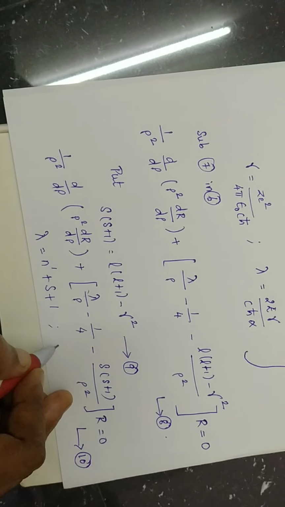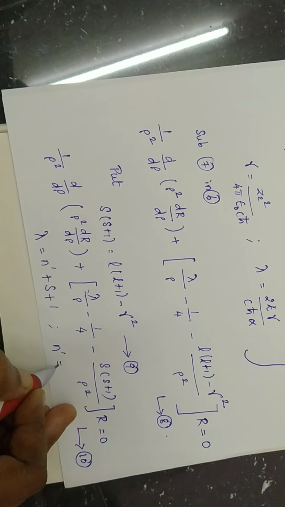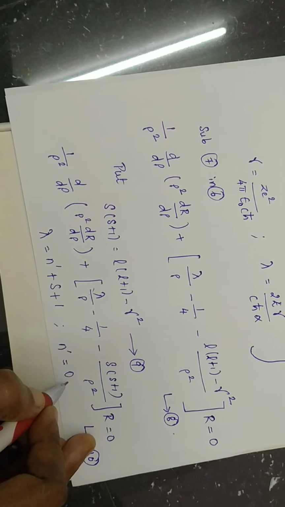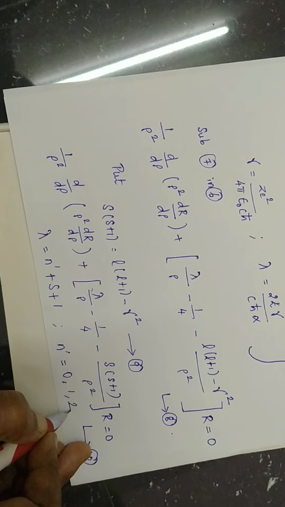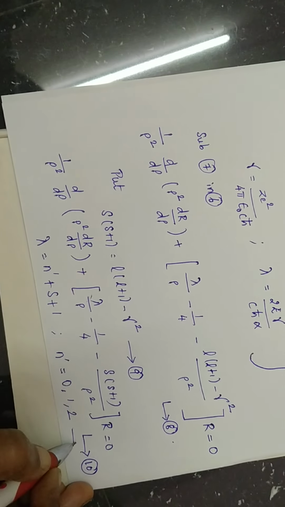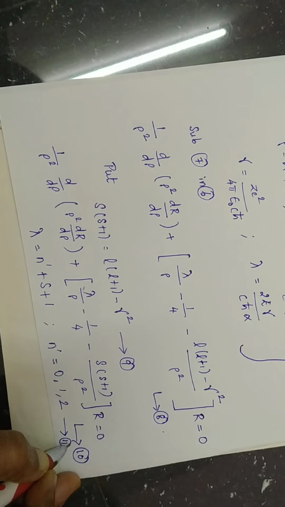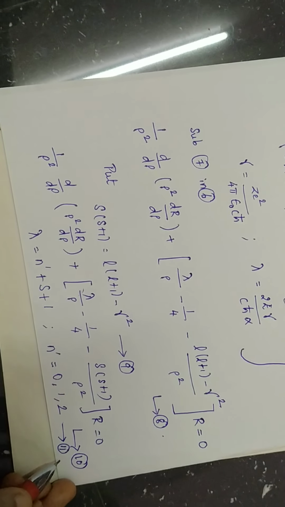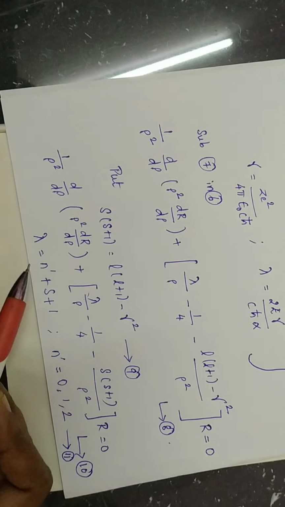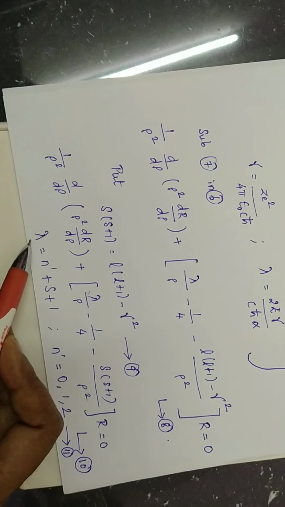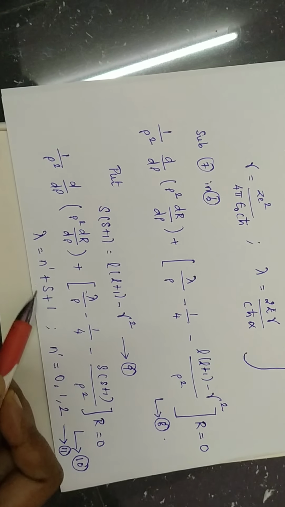So what is n dash? n dash is a constant, it's an integer, it can hold values starting from 0, 1 and 2. So whole numbers 0, 1, 2, these values can be substituted for it. I am marking this as 11. So when equation number 10 has a well behaved solution, the value of lambda is equal to n dash plus s plus 1.